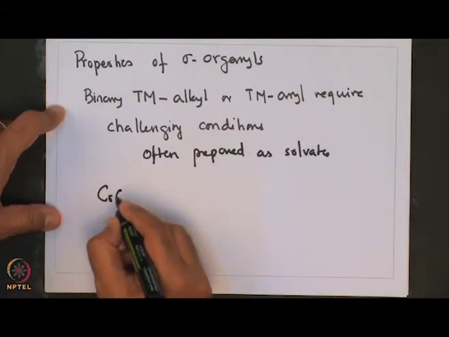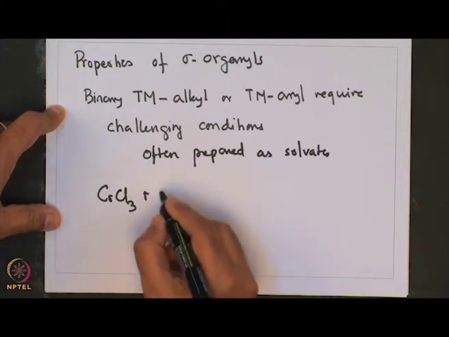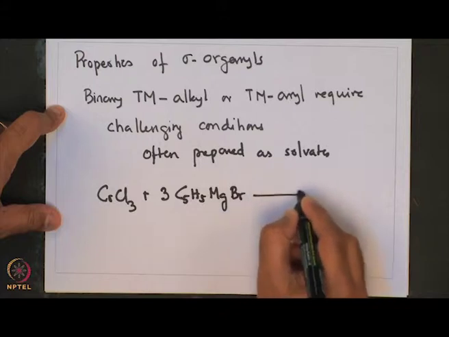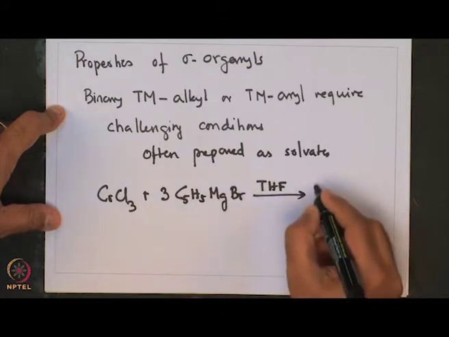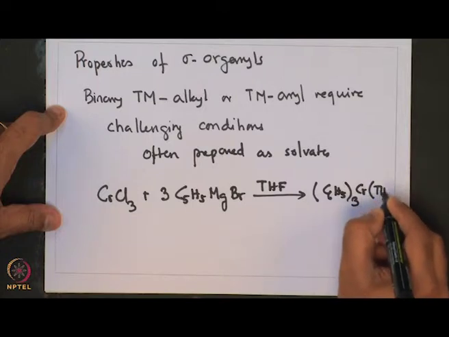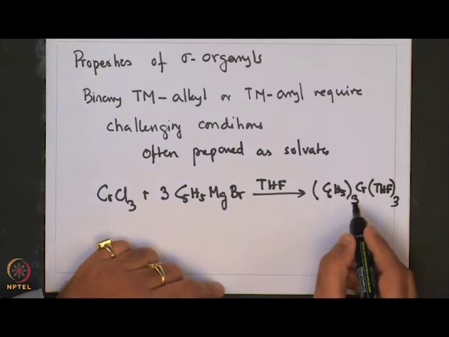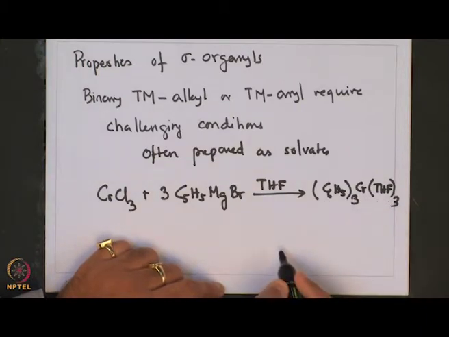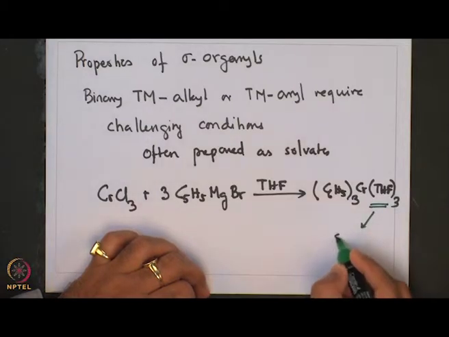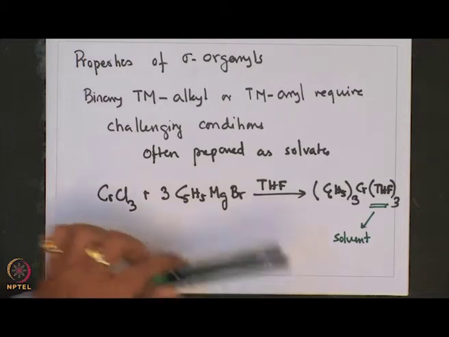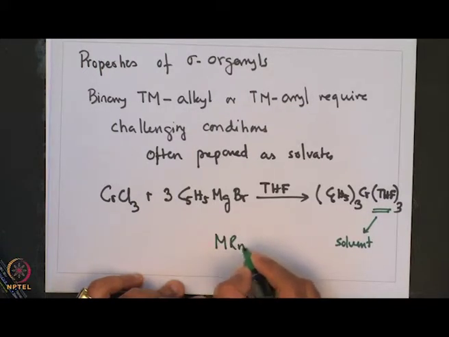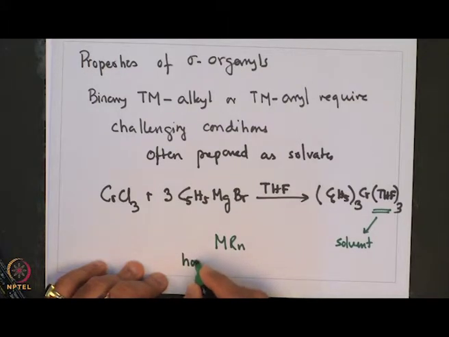For example, here CrCl3 reacts with Grignard reagent in presence of THF as solvent, giving this triphenyl chromium tris THF, where THF is a solvent molecule. Now, without the solvent, only compounds of this type, MRn, are homoleptic, called homoleptic metal alkyls.